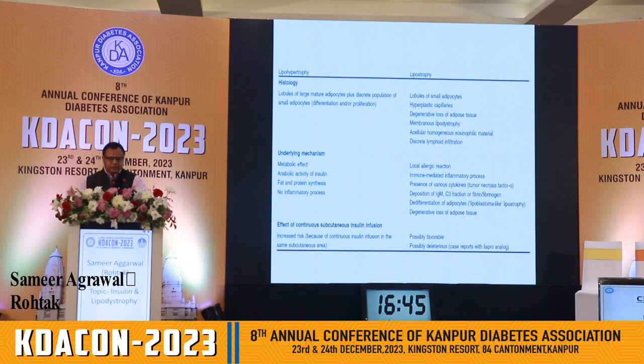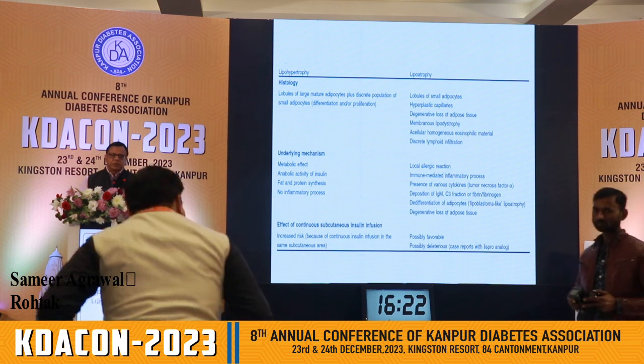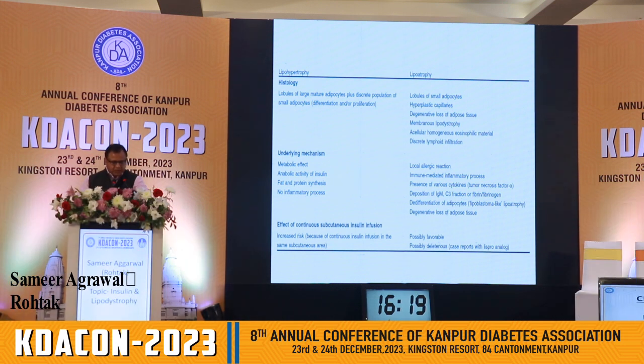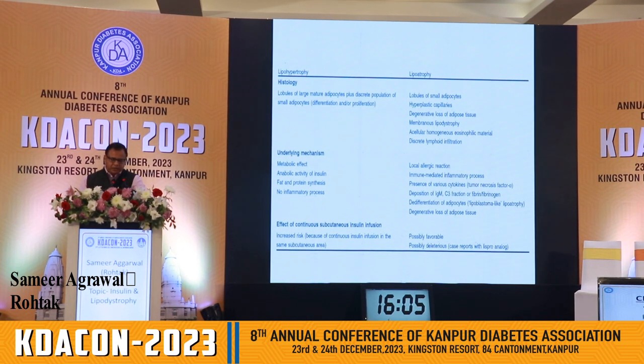So if you look at the histological features and the underlying mechanisms, in lipohypertrophy there are mature adipocytes, a discrete population causing a localized thickening. It can be on the abdomen, the arms, or the thighs, depending upon where the patient is injecting insulin. Of course, we discourage patients from injecting at the arms. Abdomen is the most common site. The cause of hypertrophy can be the anabolic activity of insulin, fat and protein synthesis. It can be seen even with continuous subcutaneous insulin infusion, CSII.